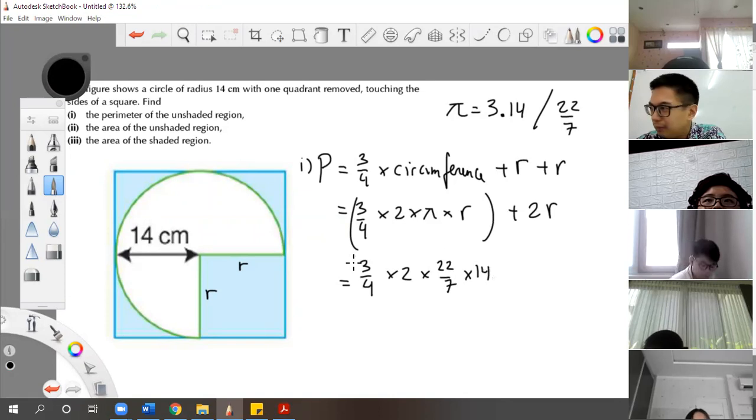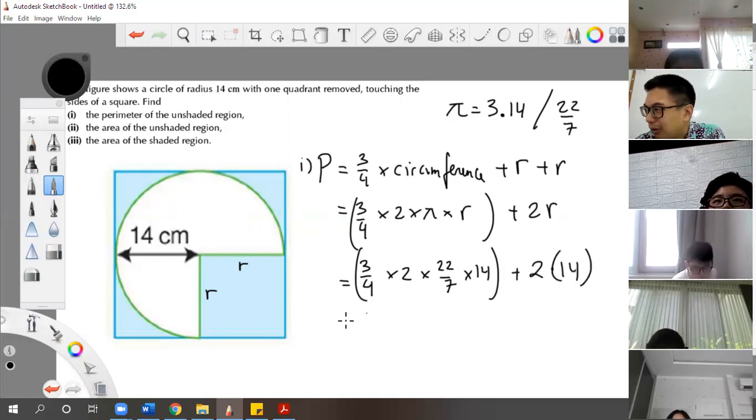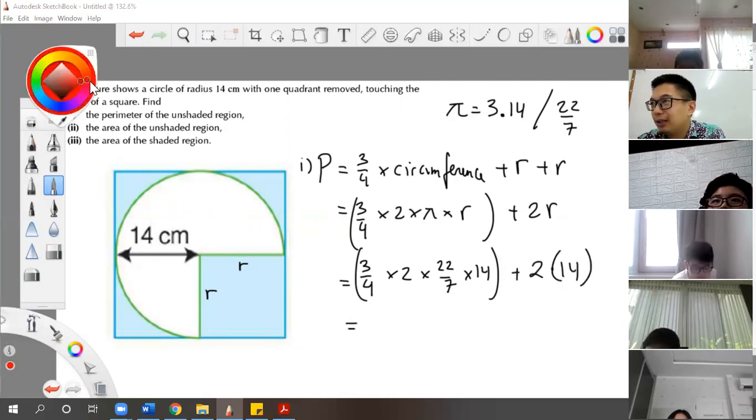Oke? Ini depend on the use. Tapi yang benar 3.14 sih sebenarnya. 22/7 itu kayak pi yang disederhanain, simplified pi. 2 times 14, right? So you can cross the formula.